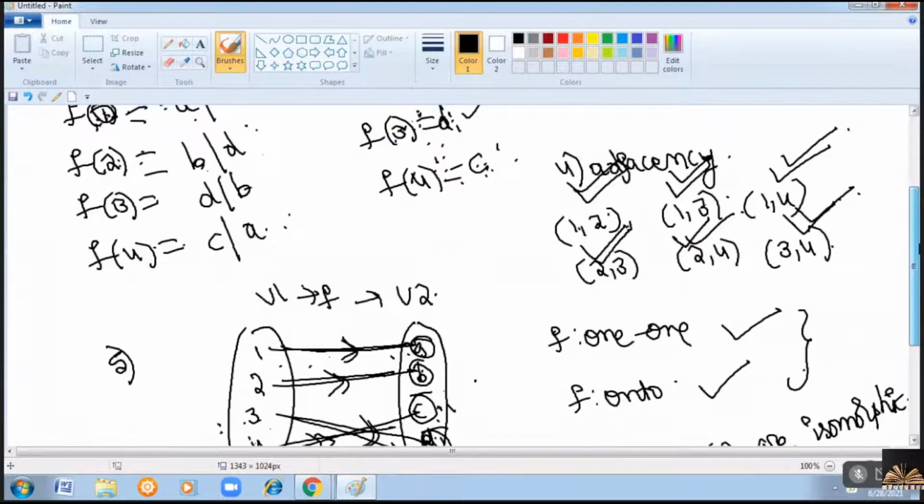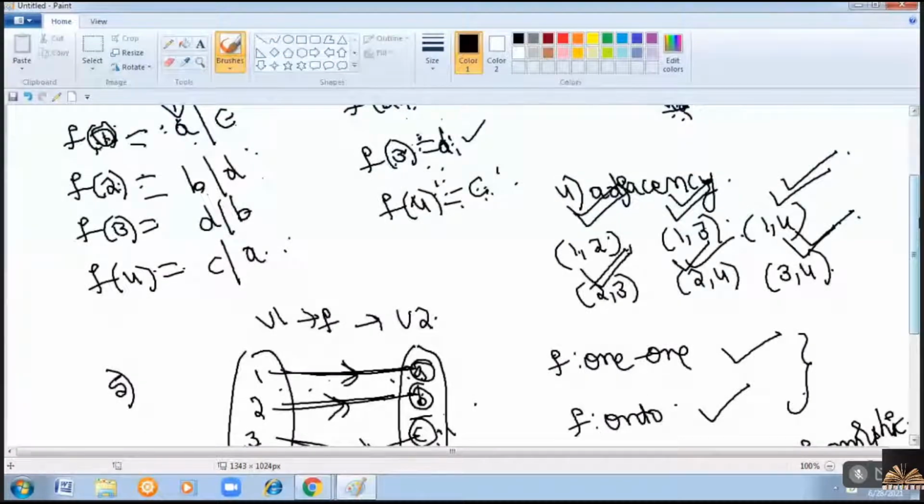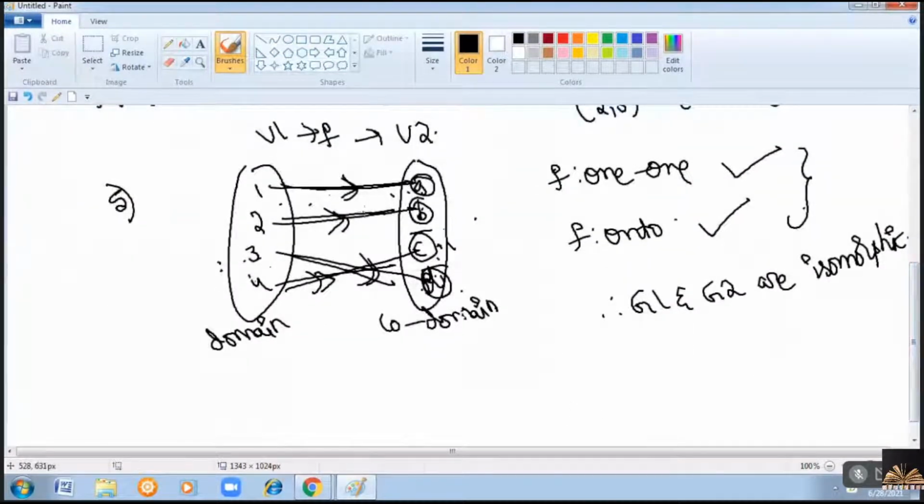What is the last condition? This function should be both one-to-one and onto. One-to-one means for every element in the domain, there should be a one-to-one relationship with the elements in the codomain. So the one-to-one relation is there, so it is one-to-one. Onto means every element in the codomain should be mapped. No element should be left without any mapping. So all A, B, C, D are mapped with the elements in the domain. So it is an onto function. Therefore, all the conditions were satisfied. You can say that the given graphs are isomorphic with each other. Clear?